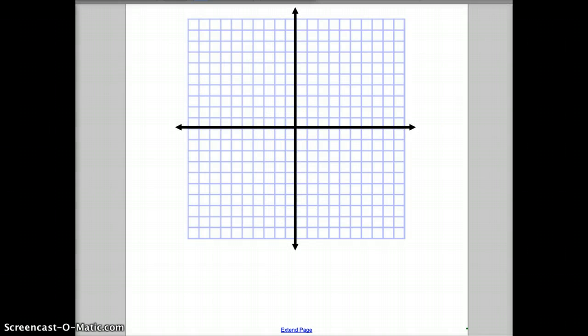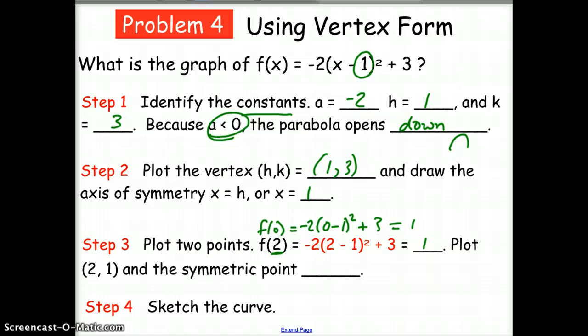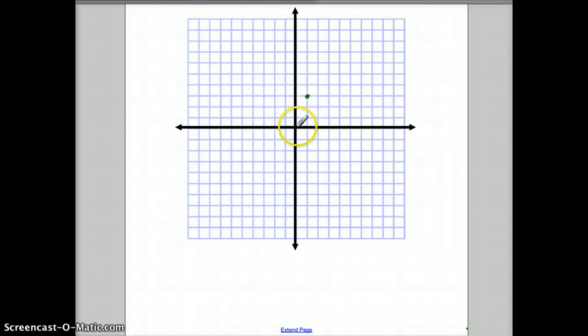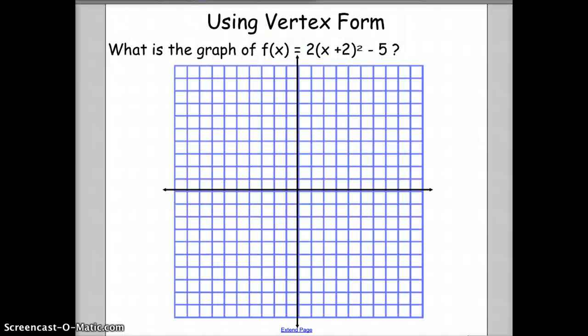So what did we have? I forgot already. (1, 3). And then the other points we had were (0, 1) and (2, 1). You should grab another point, but that's what it looks like. I'm trying to be quick here. We're almost done. All right.